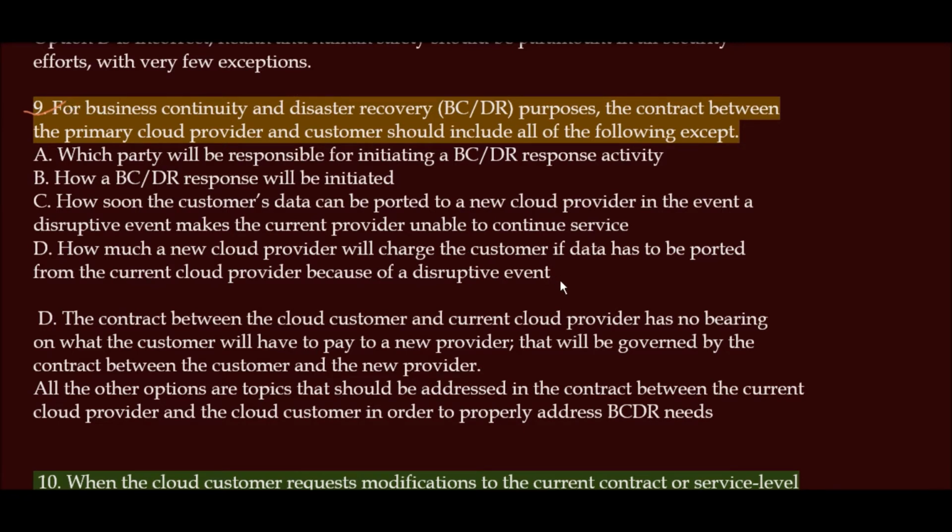Okay. Why is option D correct? Because the contract between the cloud customer and current cloud provider has no bearing on what the customer will have to pay to a new provider. That will be governed by the contract between the customer and the new provider. Okay, and all the other options are topics that should be addressed in the contract between the current cloud provider and the cloud customer in order to properly address BCDR needs. Okay, that's why here the correct answer is option D.